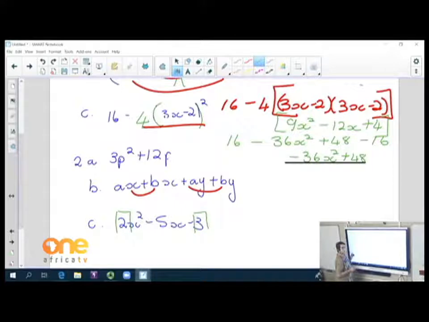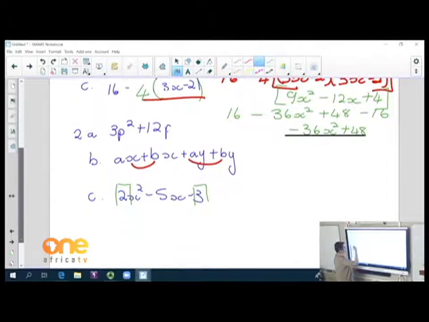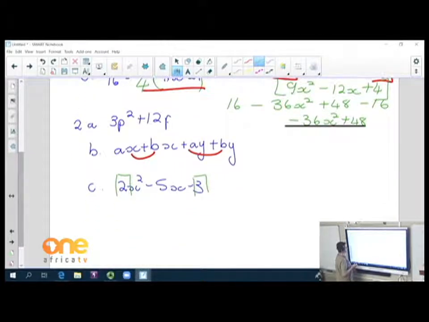Question 2 is now factorize. This is now the opposite of what we've been doing. So remember the 4 steps: the highest common factor, the difference between squares, trinomials, grouping. Which one is this? If you look at this one, this is the highest common factor, and we can take out 3p, and then there will be p plus 4. There's your answer for that one.